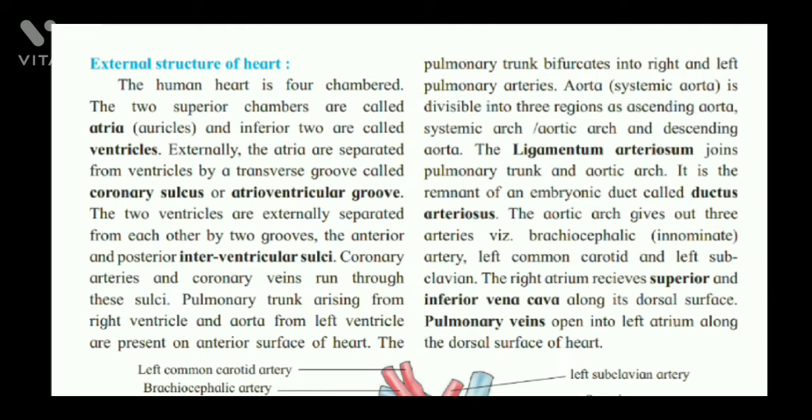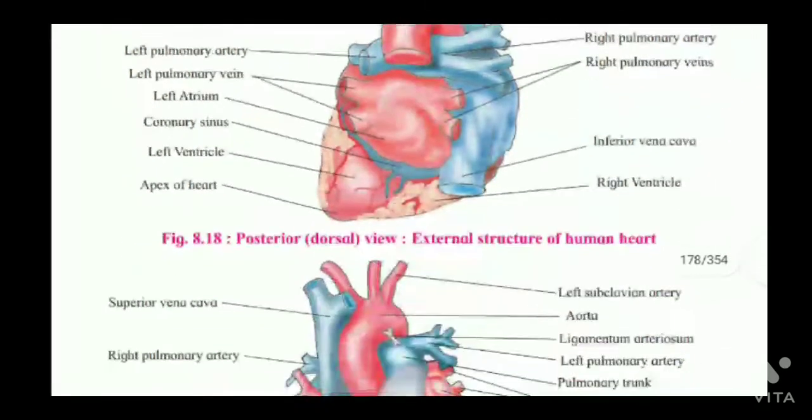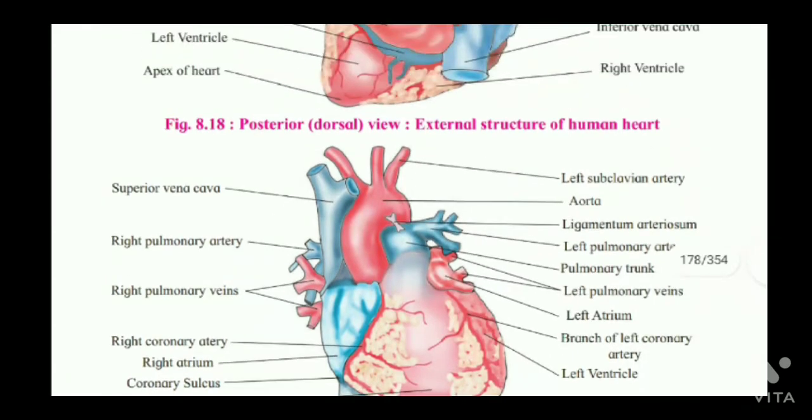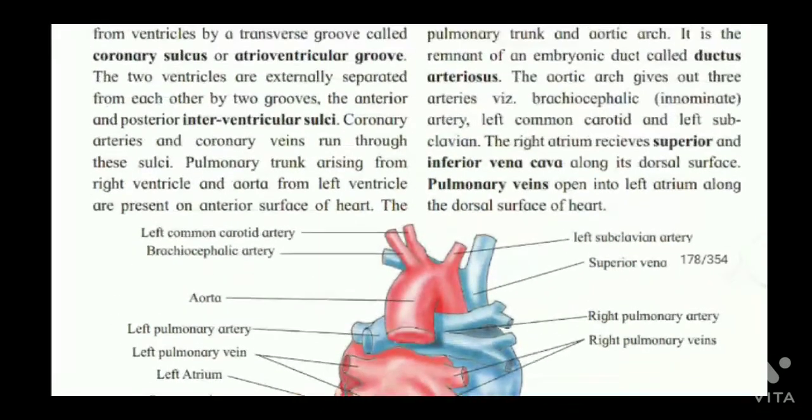The two ventricles are externally separated from each other by two grooves, the anterior and posterior interventricular sulci. Coronary arteries and coronary veins run through these sulci. The pulmonary trunk arising from the right ventricle and the aorta from the left ventricle are present on the anterior surface of the heart. The diagram is given. You can see the external structure, posterior and anterior.